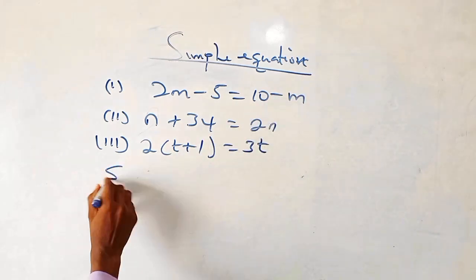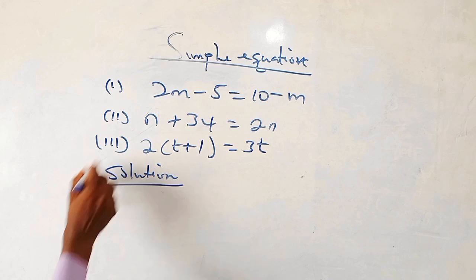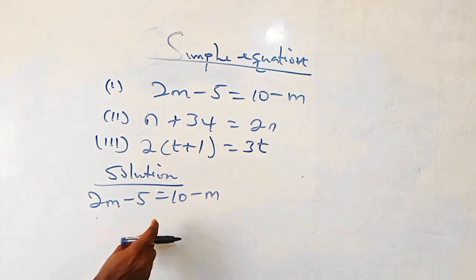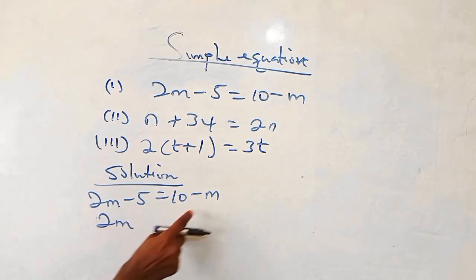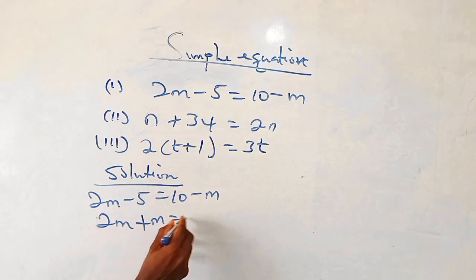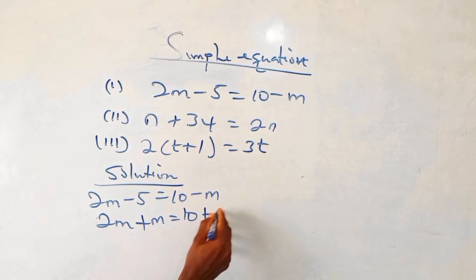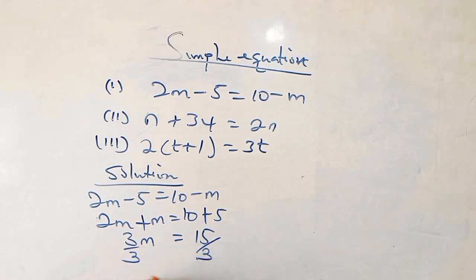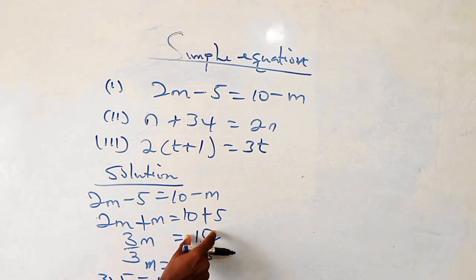So, the solution. For the first one, we have 2n minus 5 equals 10 minus n. Here we collect the like terms: 2n, by bringing this back, plus n equals 10 plus 5. Here we have 15, and 3n. So 3 times what gives 15? You have to divide by 3, so n equals 5. Check: 3 times 5, which is 3n, gives 15.